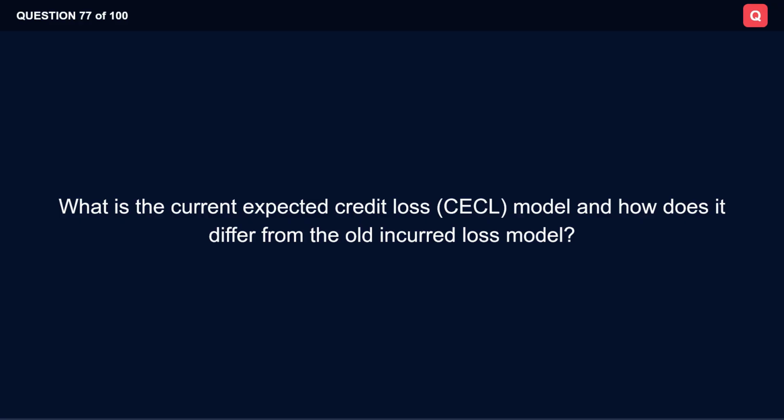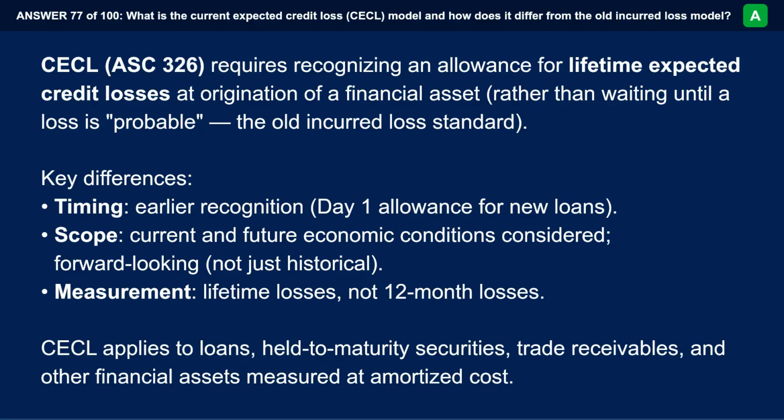What is the current expected credit loss, CECL, model, and how does it differ from the old incurred loss model? CECL, ASC 326, requires recognizing an allowance for lifetime expected credit losses at origination of a financial asset, rather than waiting until a loss is probable, the old incurred loss standard.